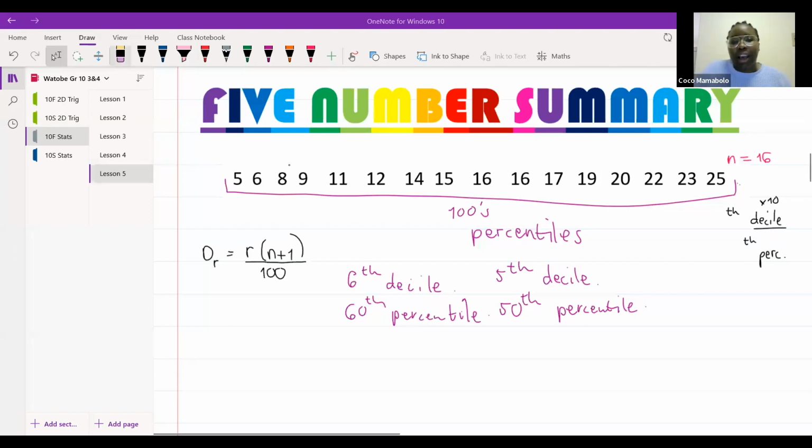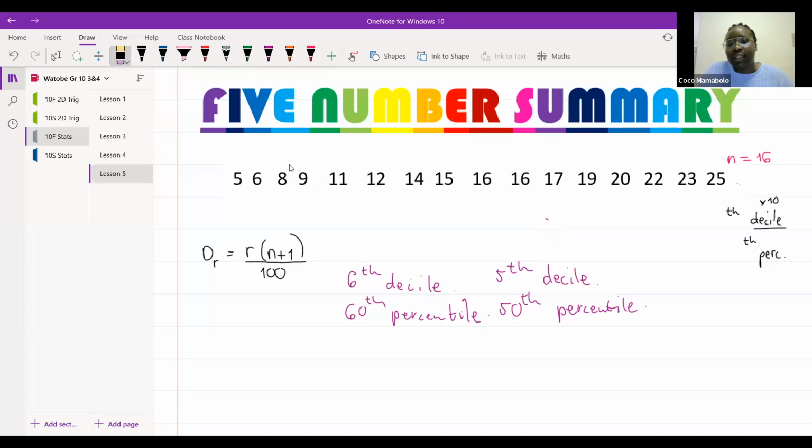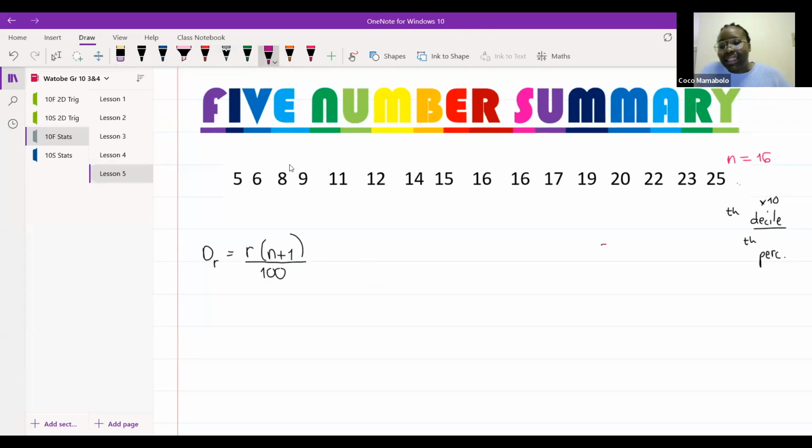Great. Now, let me ask you guys, because we're breaking this up both into tens and into hundreds. If I asked you guys for the 8th decile, what percentile am I looking for? Beautiful. The 80th percentile. Beautiful.